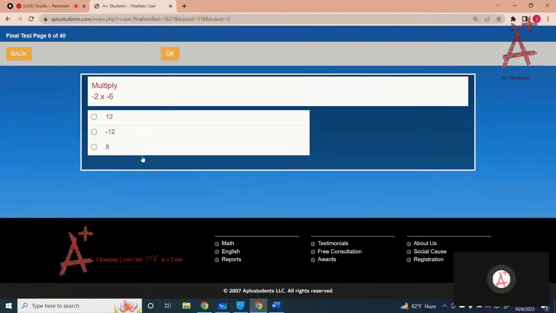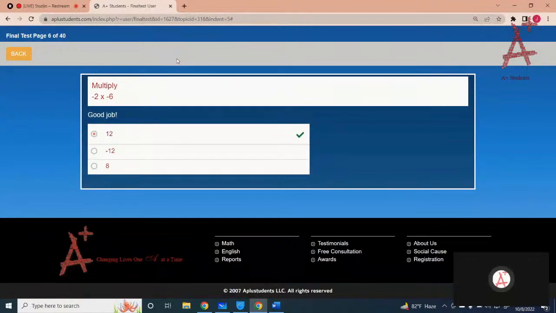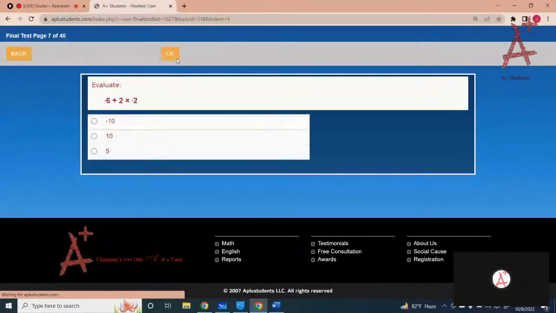Okay, -2 times -6. So the answer is 12, because you are multiplying two numbers with the same sign, so the answer must be positive. Got it? It is positive 12. Select the correct option and click on the OK button.